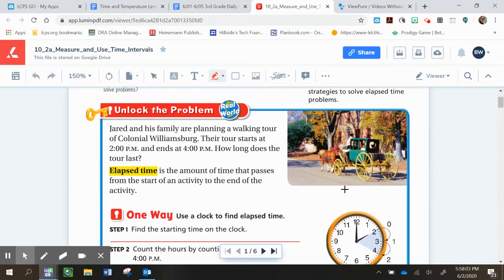Jared and his family are planning a walking tour of Colonial Williamsburg. Their tour starts at 2 p.m. and ends at 4 p.m. How long does the tour last?